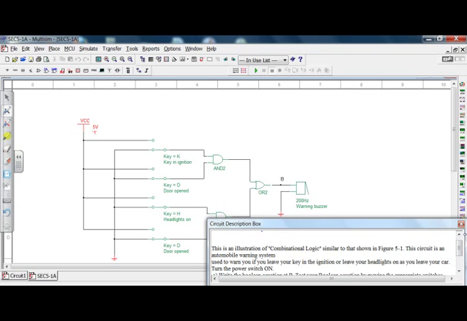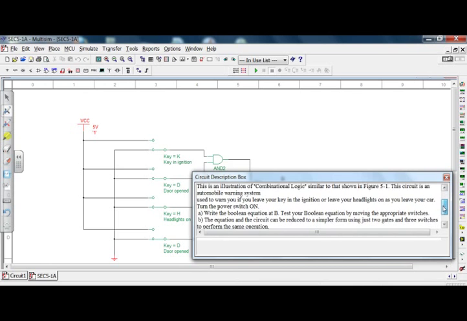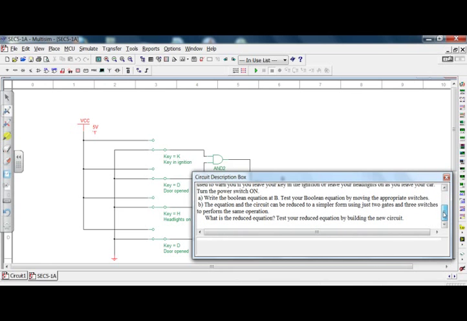This is an illustration of combination logic similar to the figure. The circuit is an automobile system. You turn it on. Okay, write the Boolean equation at B. Test the Boolean equation by moving the appropriate switches. Right? And the equation in the circuit can be reduced to a simpler form. Do that. What is the reduced form?